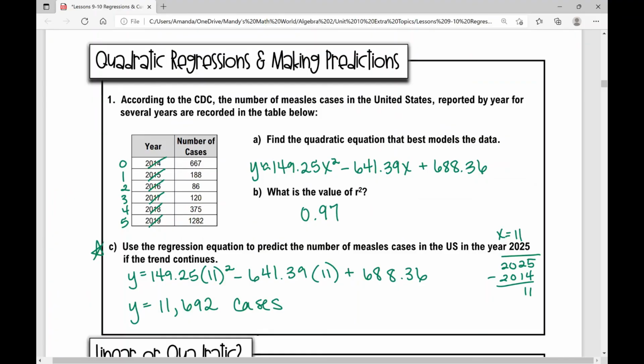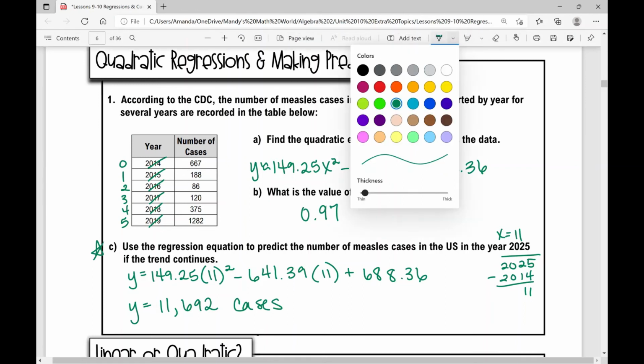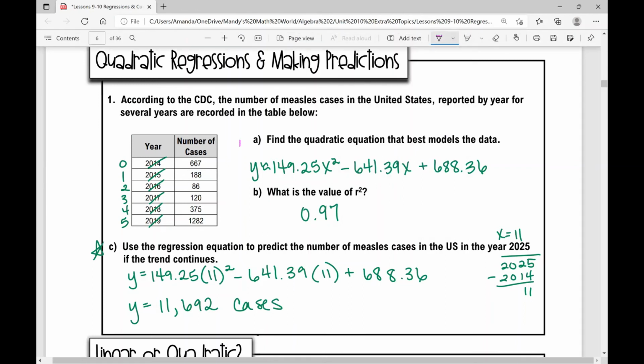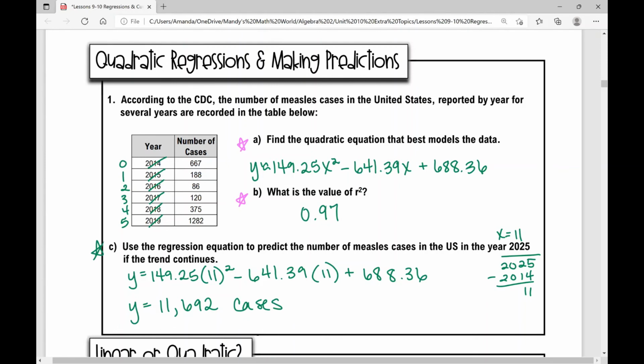Here's what we just went through written down. I want to make sure that you have this in your notes correctly. We've got our quadratic equation up here, our regression right here. Our value of r squared is 0.97, and we use that equation to make a prediction. If the trend continues, there will be 11,692 cases of measles in the year 2025.